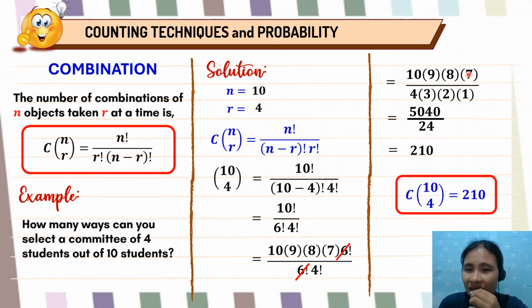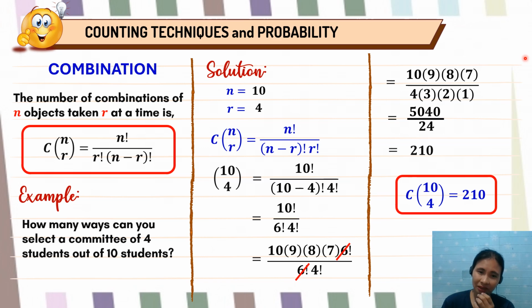By the way, we can do the simplifying before you proceed to the multiplication. It is actually possible. Like, 4 times 2 gives you 8, so you can cancel it. 9 divided by 3 is 3. So what remains is 10, 3, and 7. And 10 times 3 times 7 will still give you 210.